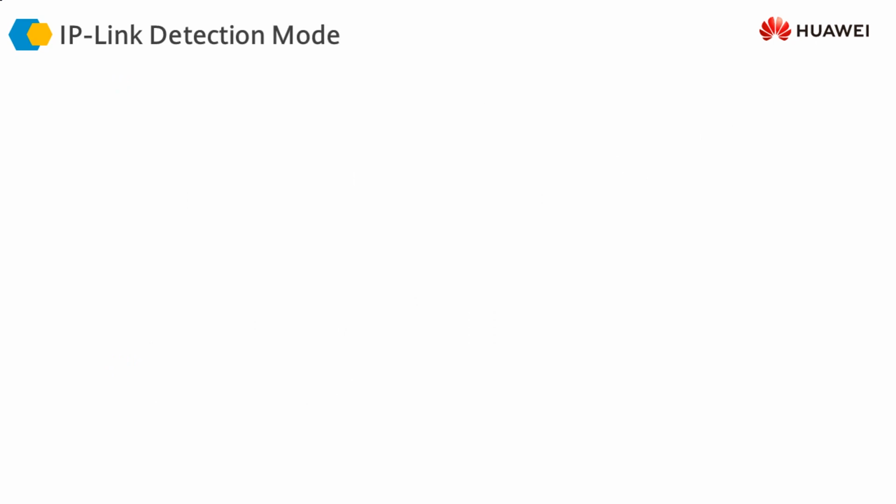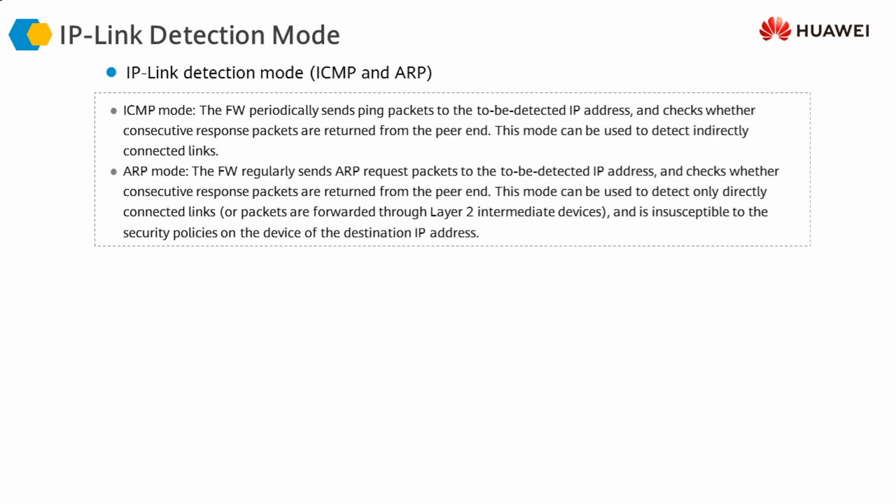So the IP link feature can use either ICMP or ARP packets for detecting the connectivity of a particular destination IP address. If it is using ICMP, then it can check the connectivity of indirectly connected destinations, and if it is using ARP, or Address Resolution Protocol, then it can check the connectivity of directly connected interfaces.